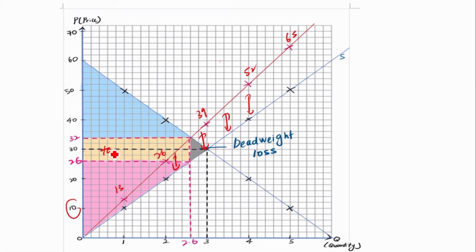And this is the tax revenue, consumer surplus, and producer surplus. And we can get the tax that is paid by the consumer, and this is the tax paid by the producer. So these 2 and this 4.